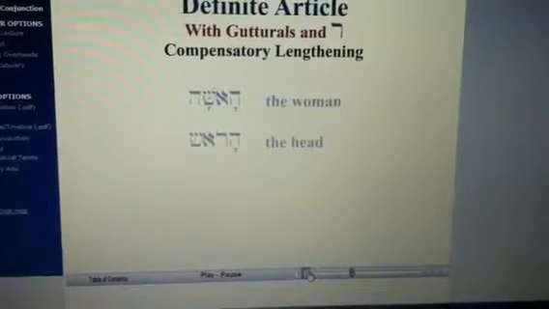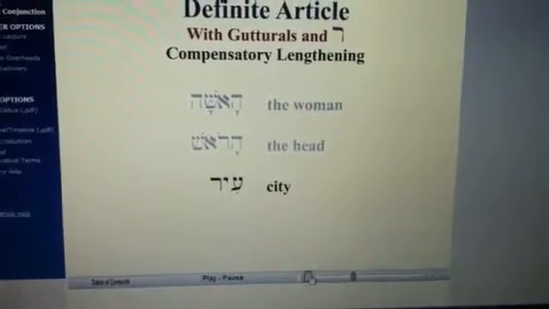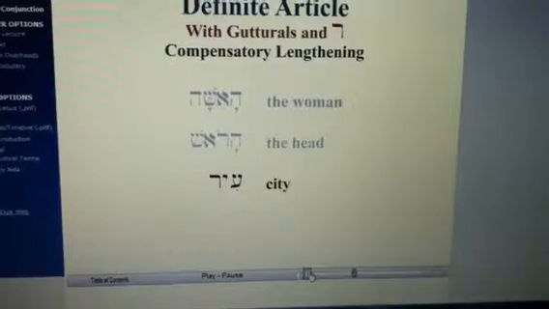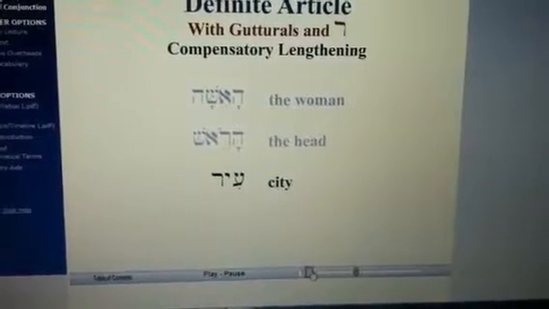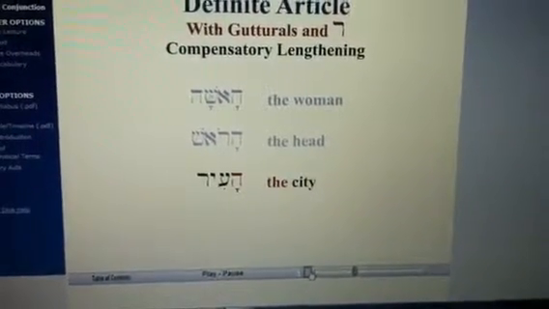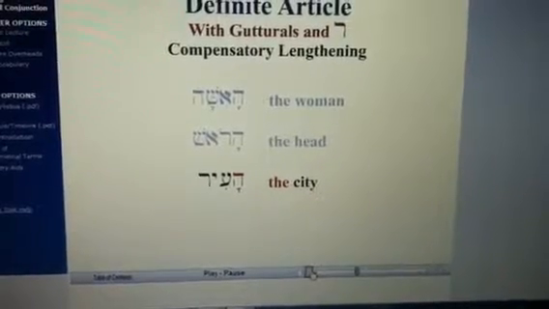And lastly, the word for city is ir, spelled with an ayin. With a definite article, it is pronounced ha-ir. Note the qamets under the hey, which is present as a result of compensatory lengthening.